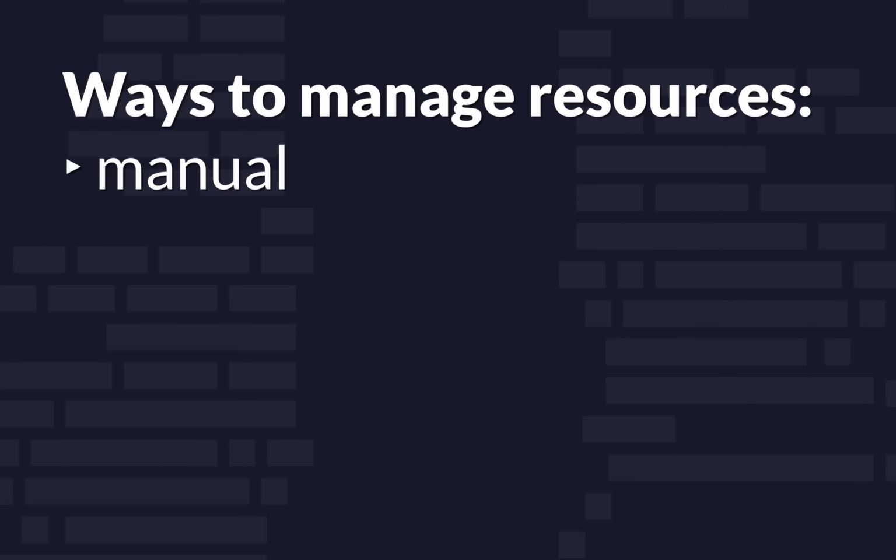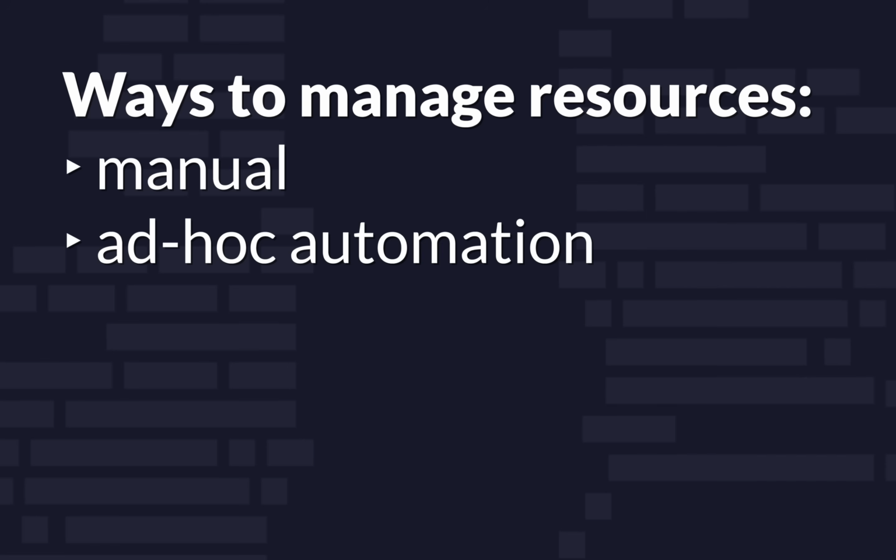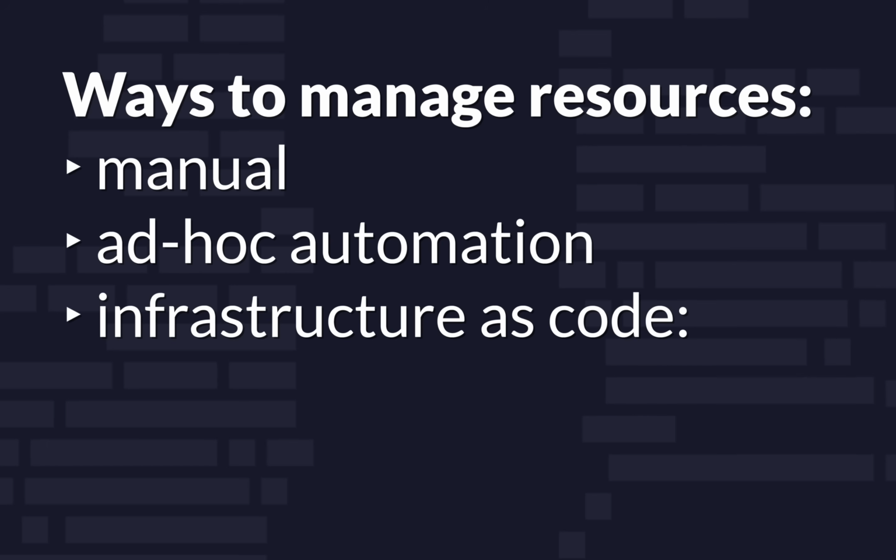You can just point and click to what things you want to create. Then there's ad hoc automation. This is when you use CLI commands or scripts to create and modify resources. So you're kind of using some code, but it's not going to be able to be reused over and over and modified very easily. The third way is what we're talking about, infrastructure as code.